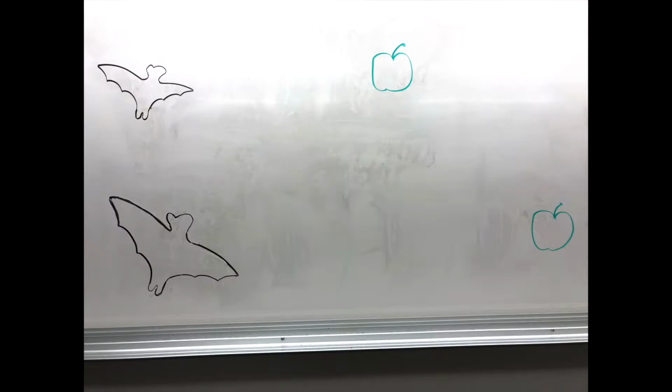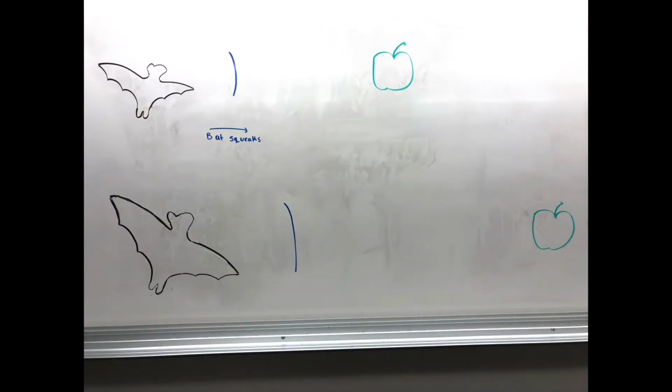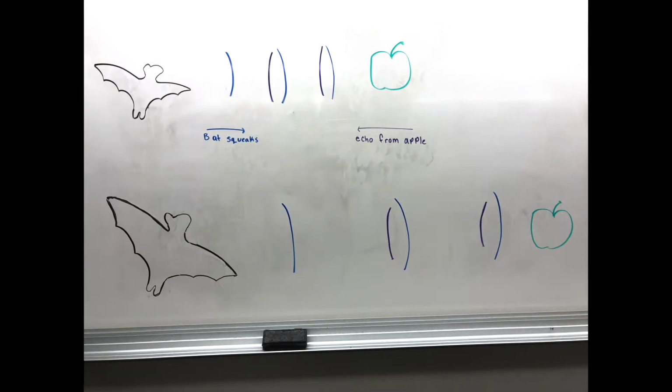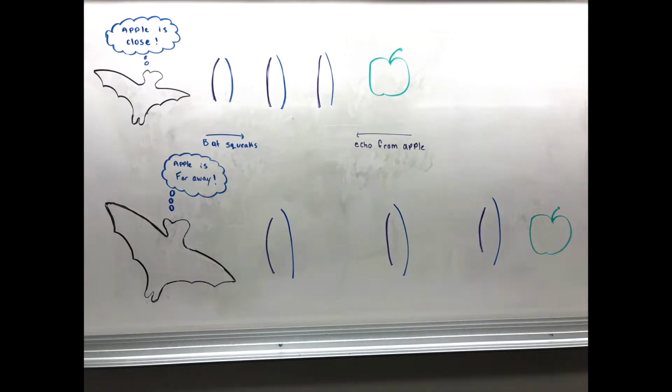The sound wave that the bat created travels through the air and hits the apples. As the wave travels back, bats can hear the differences in the sound's traveling time, so it knows how far away the apples are. In the bottom picture, the returning wave would take longer to reach the bat, so the bat would know the apple is further away.